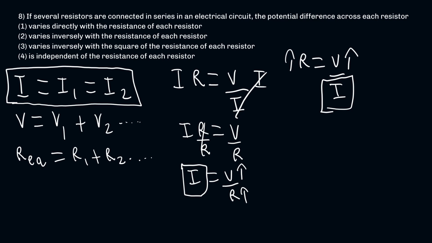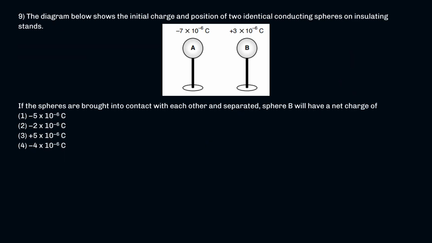I'm not changing my current, and my voltage across, this is again across an individual resistor. So the resistors are different. So if my voltage goes up, my resistance goes up. That varies directly. So answer choice 1. This varies directly with the resistance of each resistor. So let's move into my next example.